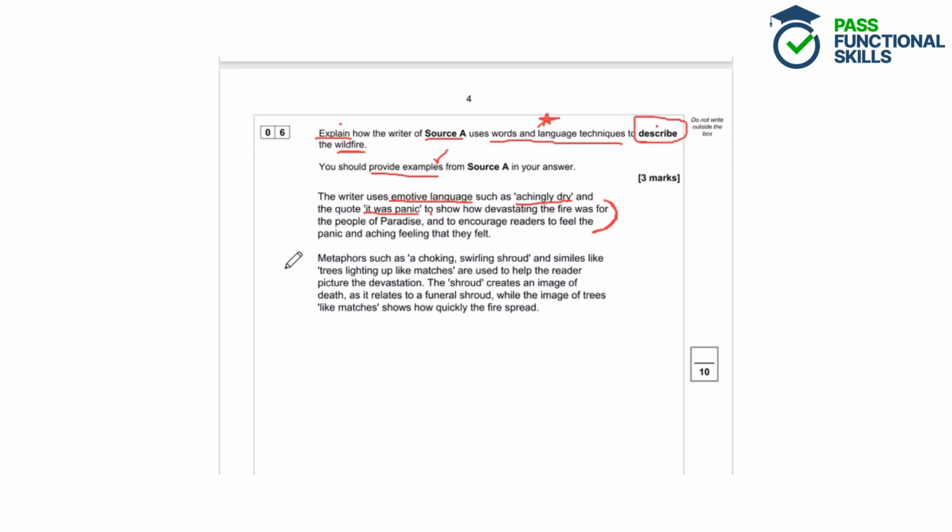The second paragraph, they've identified that there's metaphors in the source and they've given an example, "a choking, swirling shroud." And they've also identified similes and given an example of a simile, "trees lighting up like matches." And then they've explained here that they help the reader picture the devastation. So these images, the image of the shroud relating to death, and the image of trees relating to how quickly the fire spread. So it's really important for this question that you don't just identify the technique correctly and provide examples, but you also give a short explanation of the effect that the text is having on you as a reader.